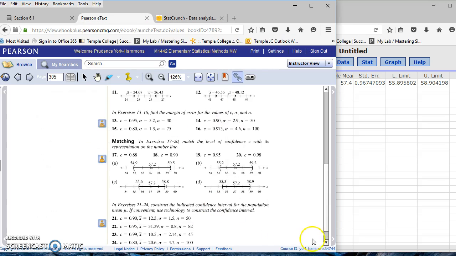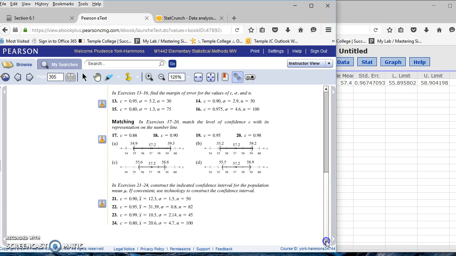And let's look at some more of these that'll be run the same way. For example, let's look at 22. It says C is 0.95. The sample mean is 31.39. The population standard deviation is 0.8, and N is 82. So once again, N is greater than 30, so the central limit theorem says that our sampling distribution will be normal, so we can use z-scores. And we know the standard deviation. Those things are what we have to know to be able to do this.